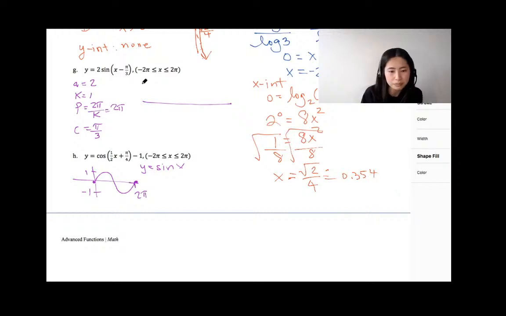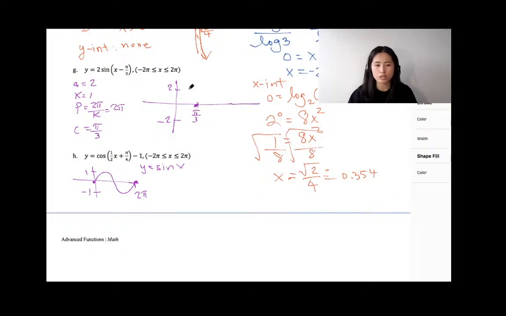So let's draw that. And also, because your amplitude is 2, that means you have 2 and negative 2 as opposed to 1, right? So that means it has to go up until 2 and it has to go down until negative 2. So your pi over 3, because we're translating to the right, that means we're moving, right? Because x is equal to pi over 3, so we're starting at pi over 3. Okay, that's where pi over 3 is.